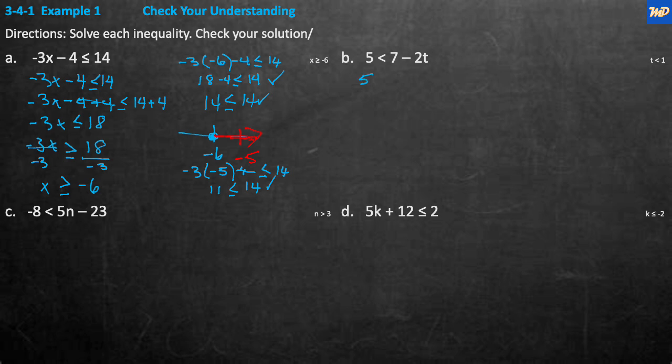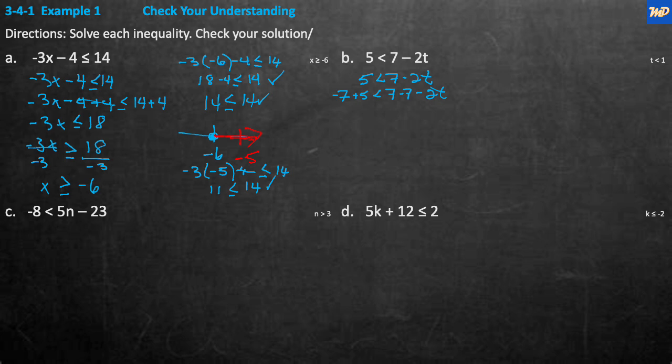So let's do the next one: 5 is less than 7 minus 2t. Solving it like it's an equation, we're going to get the 2t by itself for now. We're going to move the 7, so we're going to add a negative 7. So I'm going to say negative 7 plus 5 is less than 7 minus 7 minus 2t. Now I'm going to add the negative 7 and the plus 5.